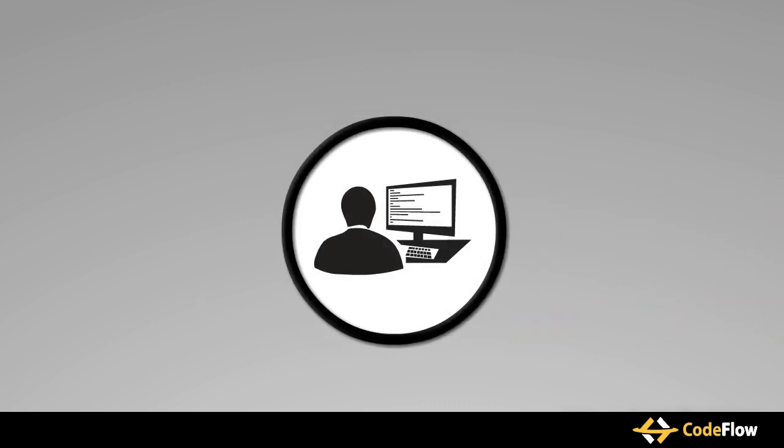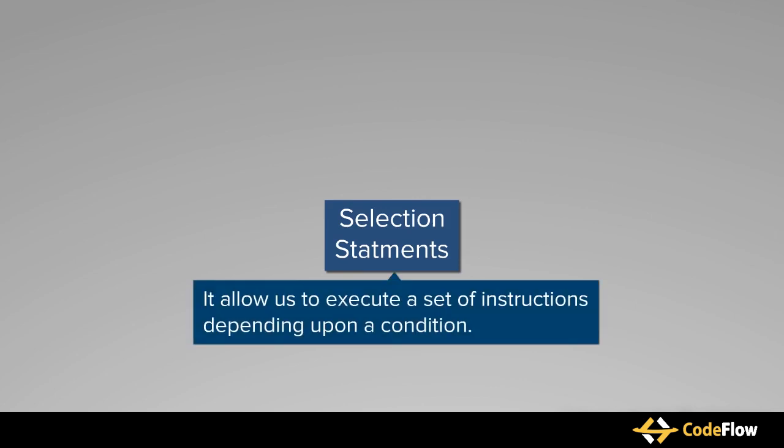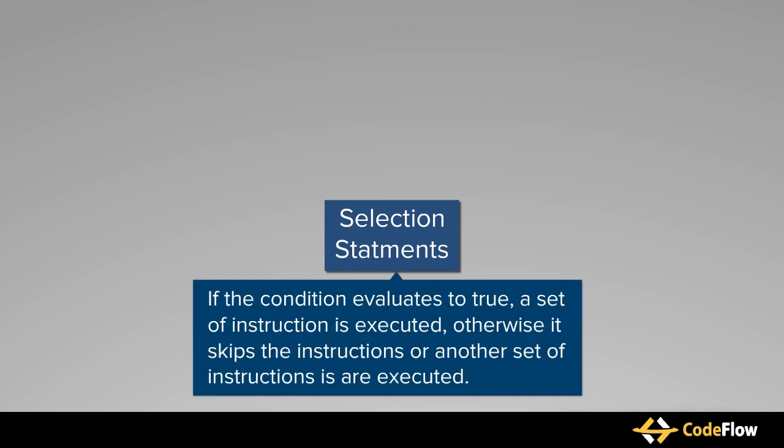In a similar manner, sometimes we need to check a condition before executing a statement in a C program. In such a case, we can use selection statements, also called decision-making statements. The selection statements allow us to execute a set of instructions depending upon a condition. If the condition evaluates to true, a set of instructions is executed. Otherwise, another set of instructions is executed.